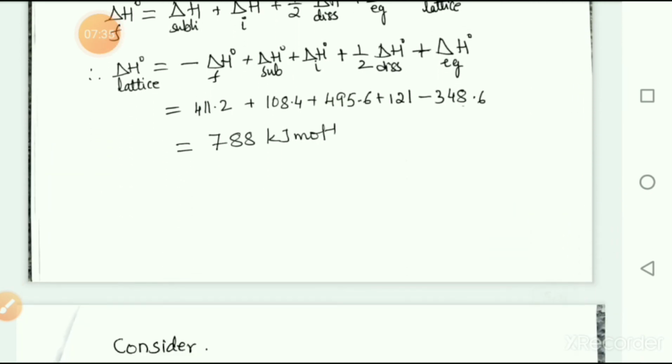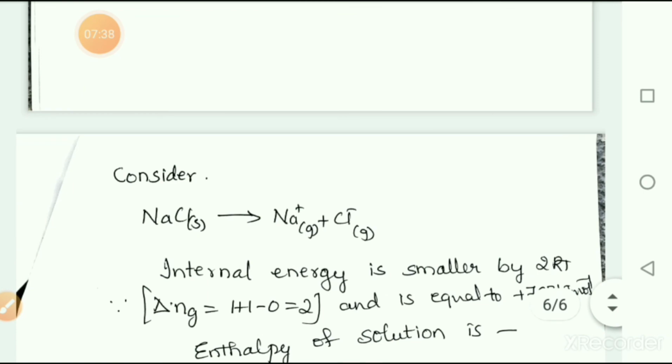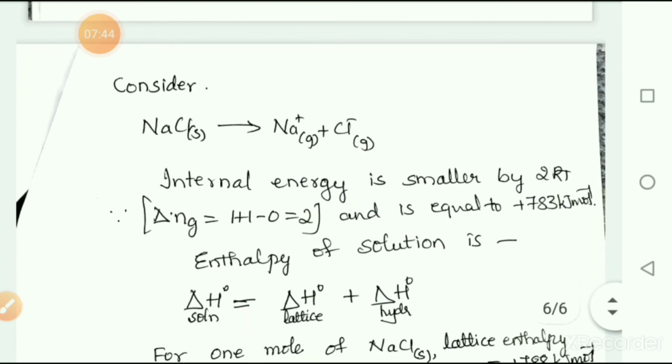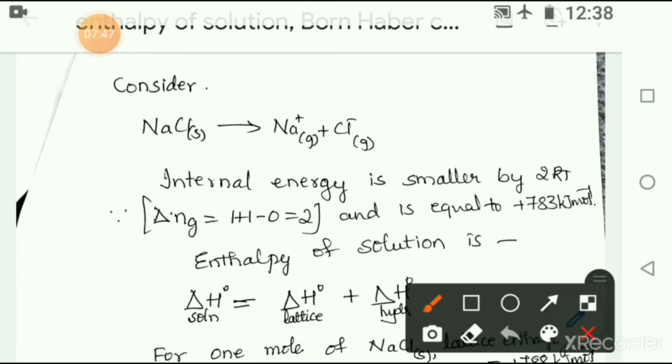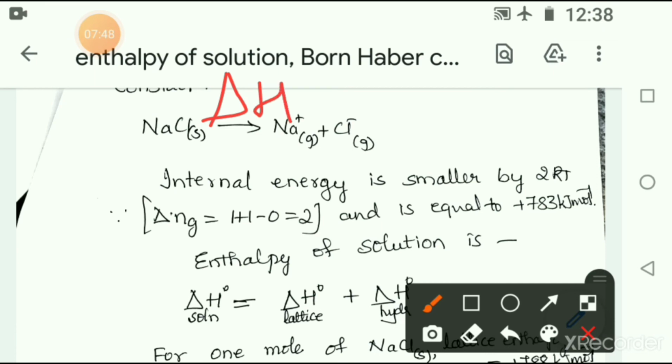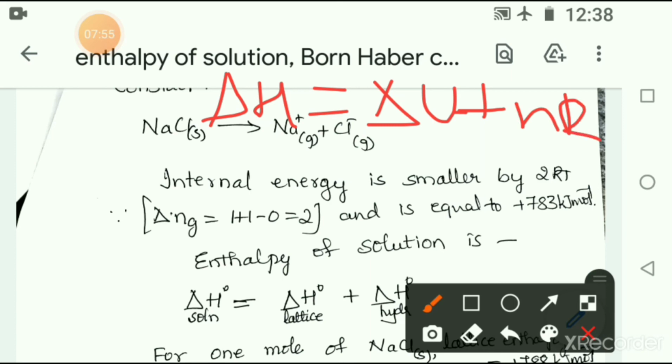Okay, now consider if at all we take sodium chloride, it gives sodium ion and chloride ions. So what is the internal energy change? So we know that delta H is equal to delta U plus delta Ng into RT ಅಂತ ಬರೀತೀವಿ.